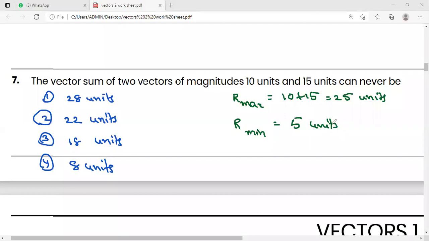See which options are between 5 and 25. 22 units, second option, third option, fourth option. All the 3 options are in between the minimum and maximum values. But the question is the vector sum of these two vectors can never be. The answer should not give the resultant. That means first option is the correct answer for the given question. 28. Okay. Yes.